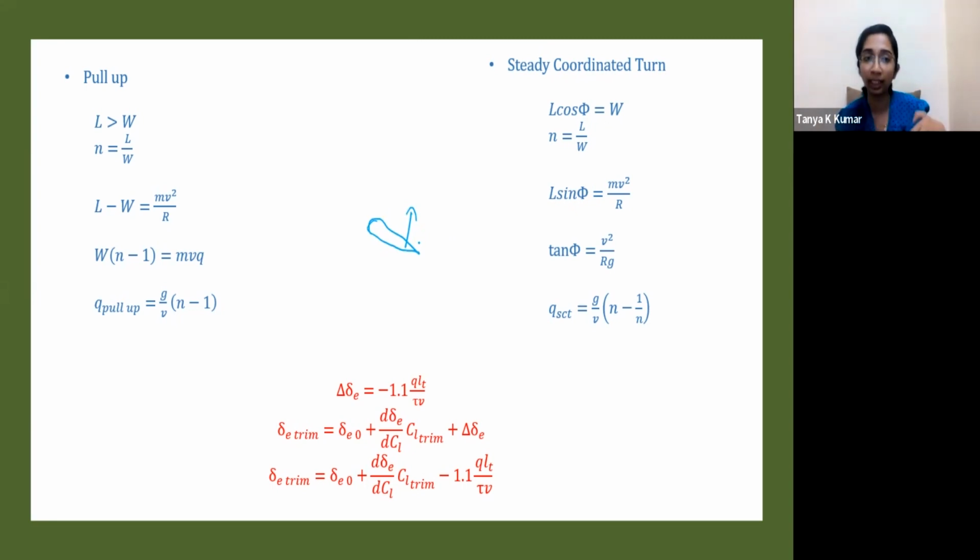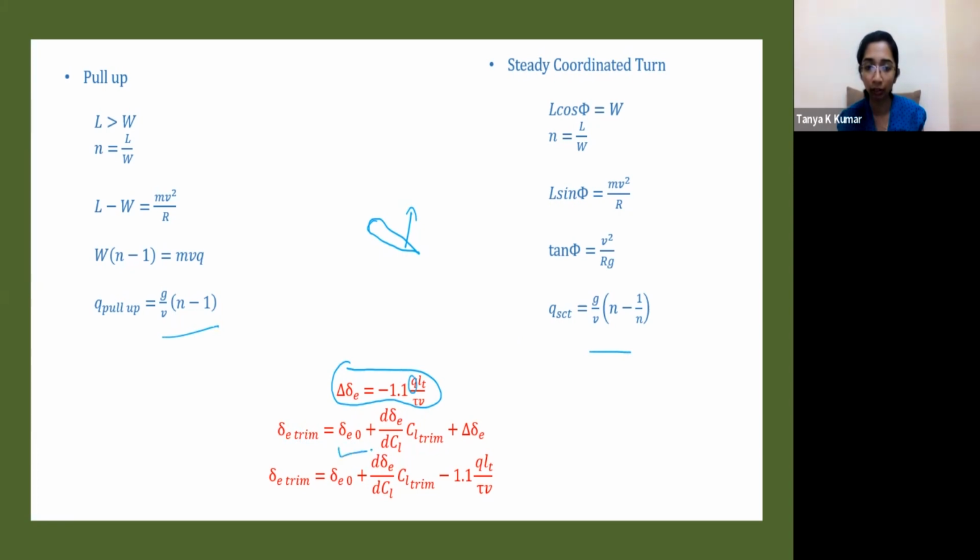So in order to trim the aircraft during a maneuver, you need to deflect your elevator. The additional deflection of elevator to trim the aircraft in a maneuver is given by this value. And now here, this Q changes for pull up and steady coordinated turn, which we know as this and this value. Now the overall delta E trim, the deflection of elevator to trim the aircraft, is given by this entire equation.